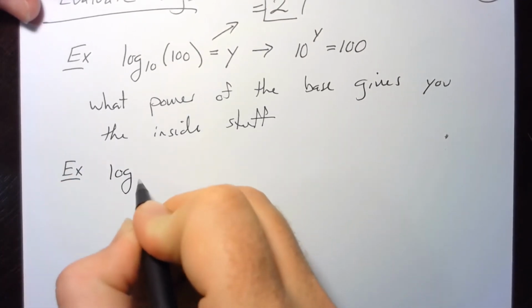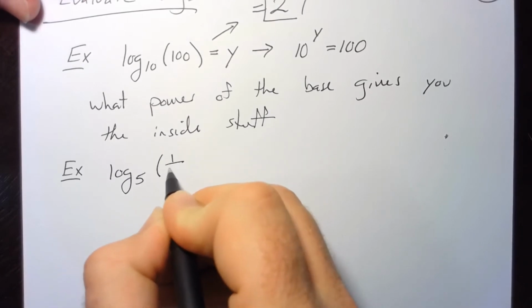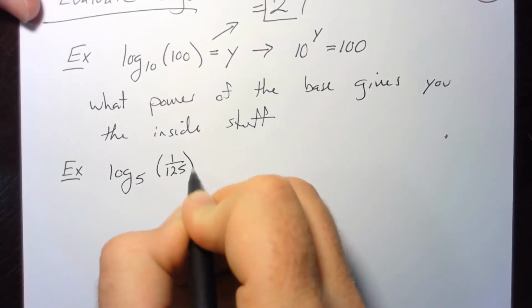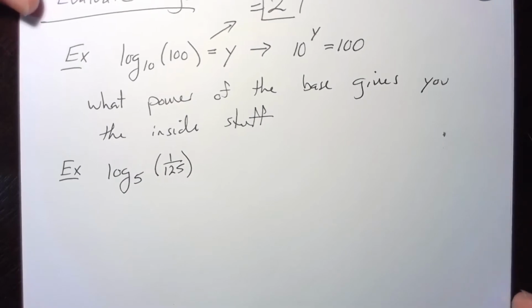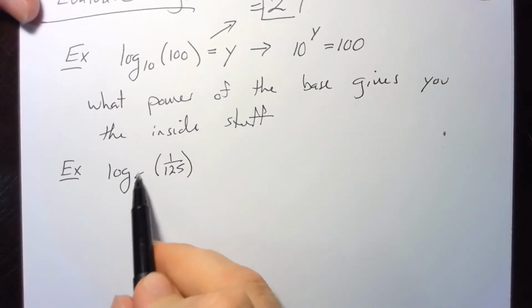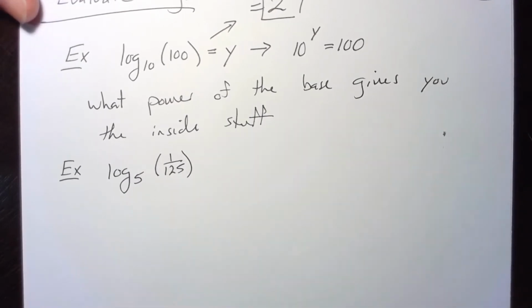Let's look at another example. Log base 5 of 1 over 125. Now, the way that I'm going to deal with this is I'm still going to ask myself the question, what power of 5 will give me 1 over 125? Well, there's a couple of ways you could evaluate this particular function.